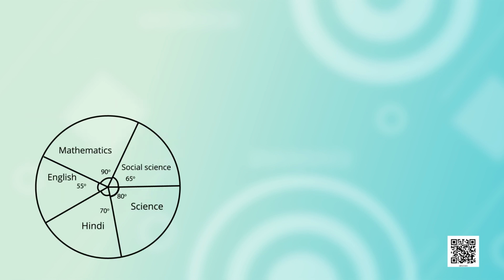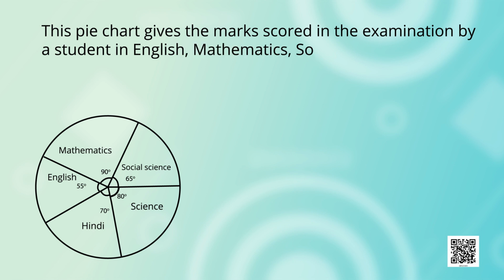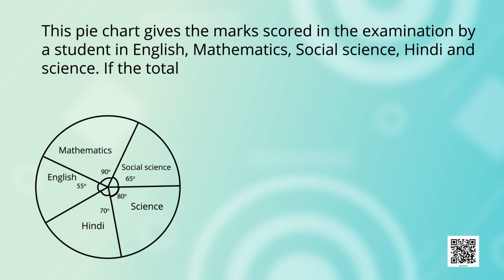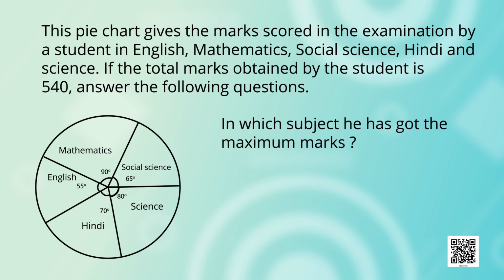Now look at this pie chart. This pie chart gives the marks scored in the examination by a student in English, Mathematics, Social Science, Hindi and Science. If the total marks obtained by the student is 540, answer the following questions. In which subject has he got maximum marks? Now children, the biggest sector of the circle represents maths. So the student has got maximum marks in maths.